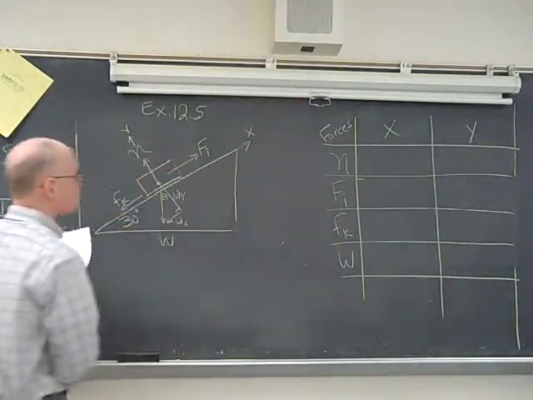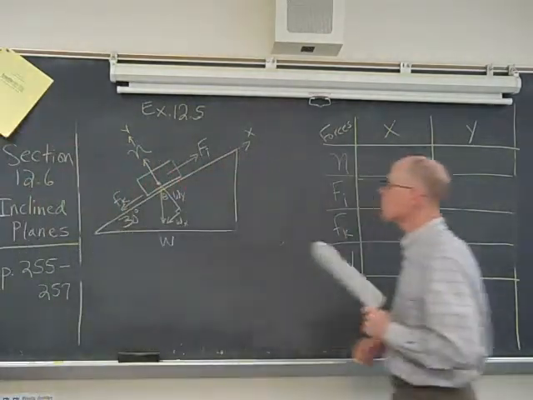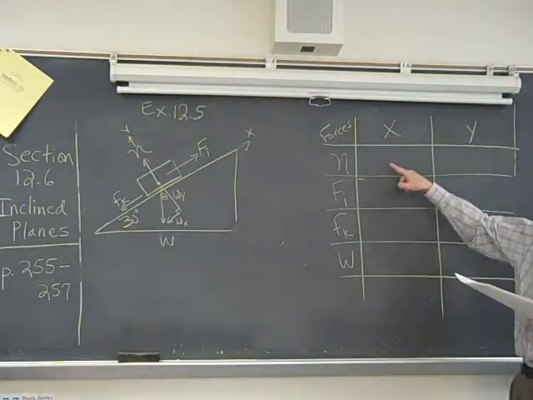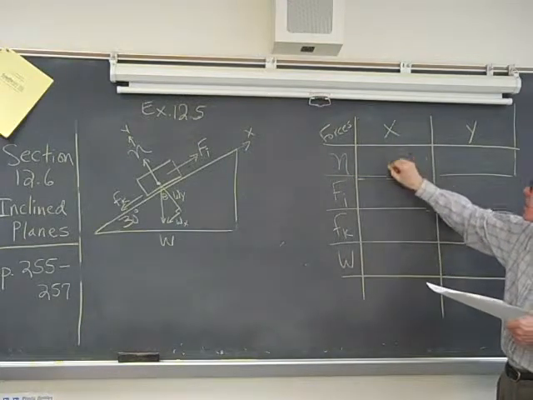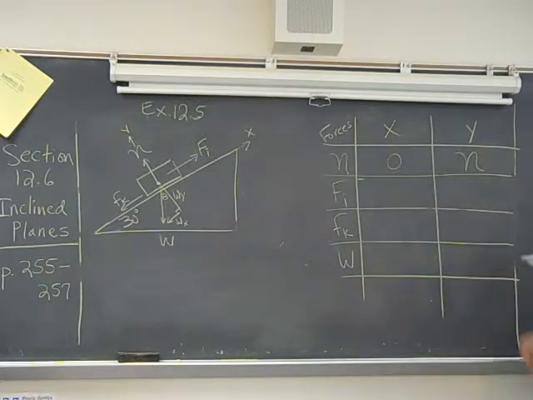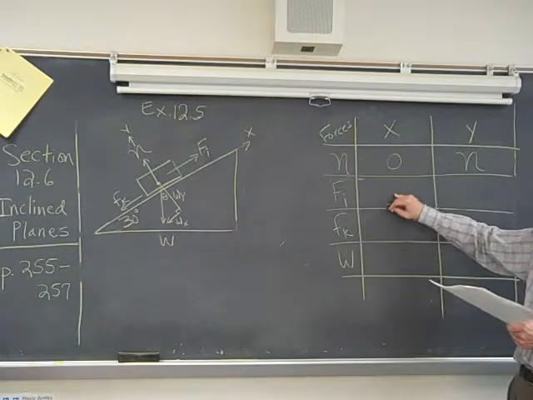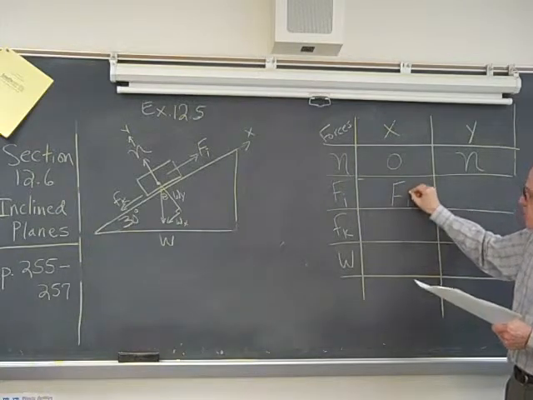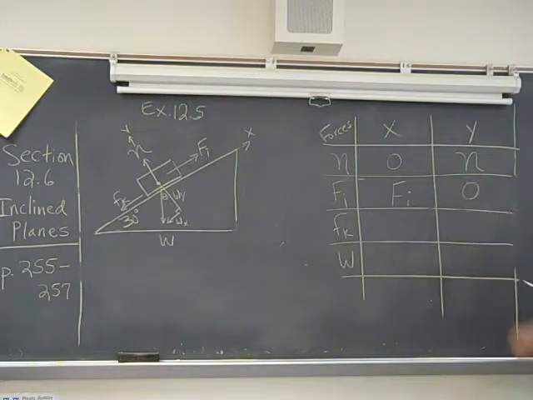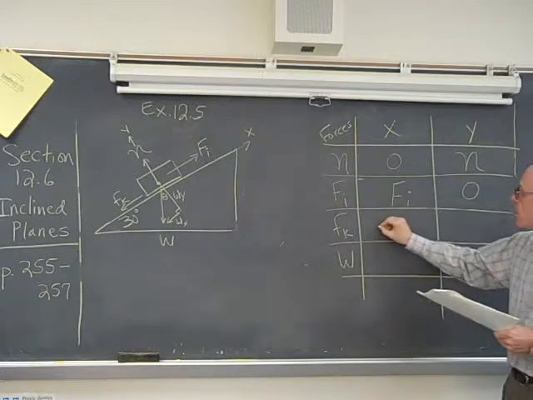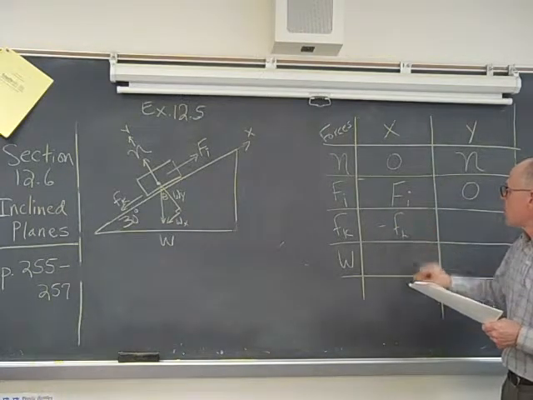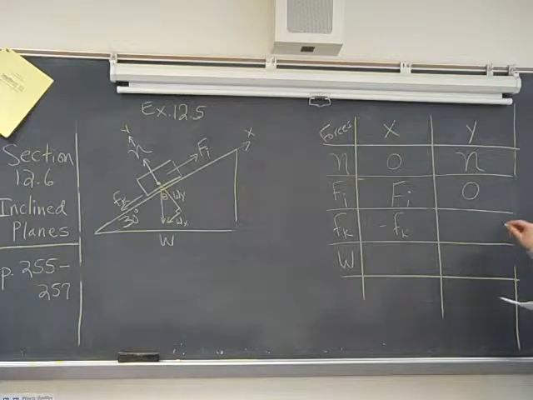So now we need the input. So let's fill in our table. For the normal force, none of it's in the x direction, all of it's in the y direction. The input force, all of it is in the x direction, none of it is in the y direction. The kinetic friction force, all of it is in the negative x direction, and none of it is in the y direction.